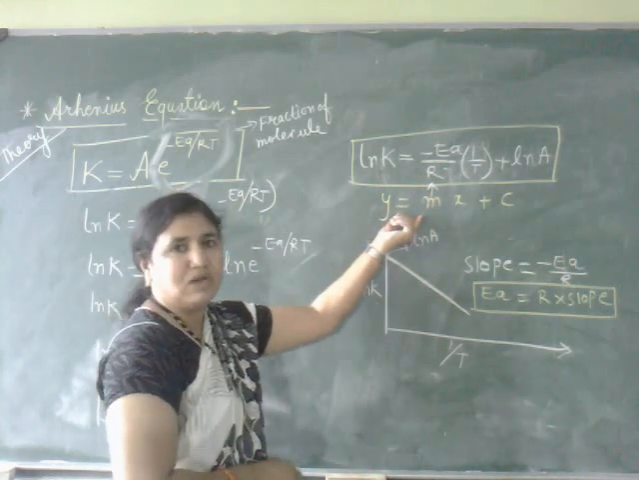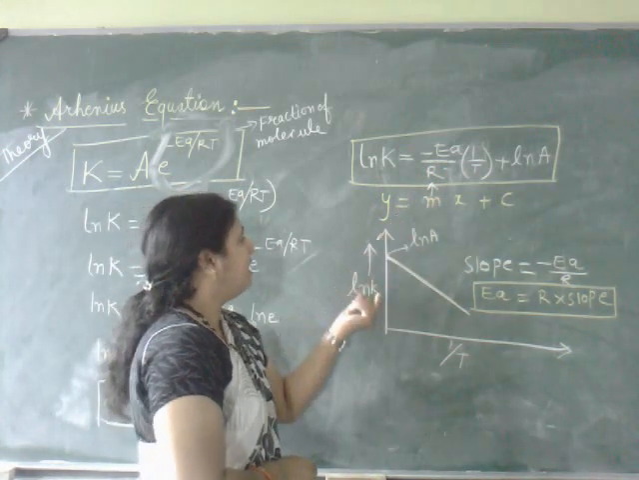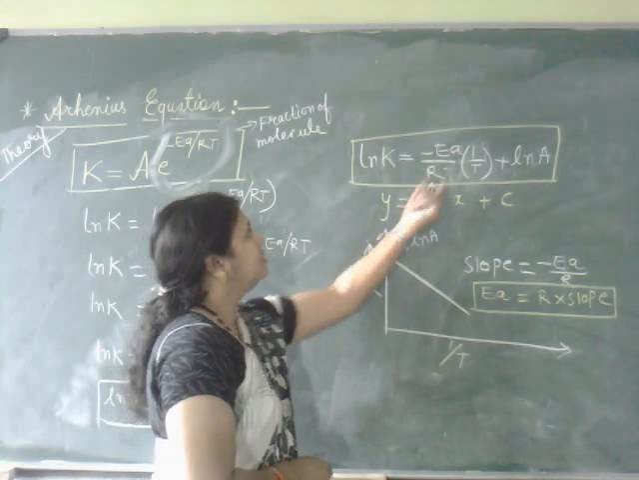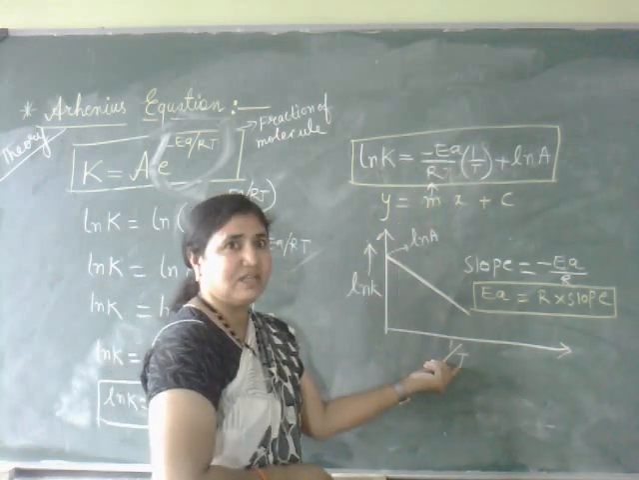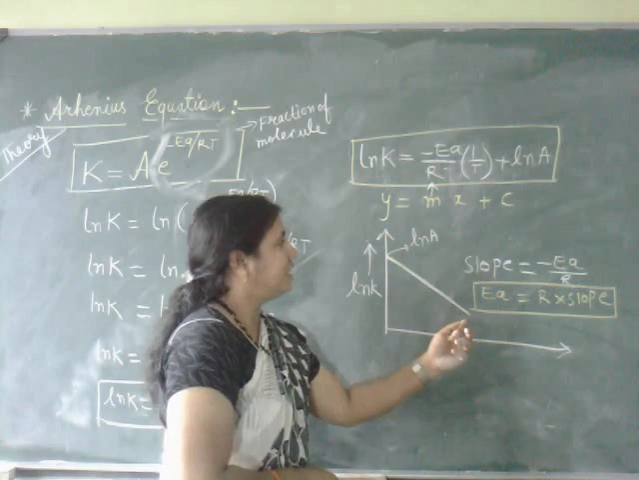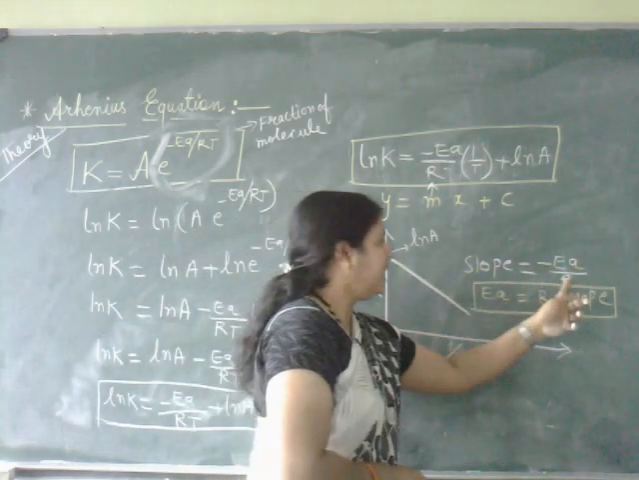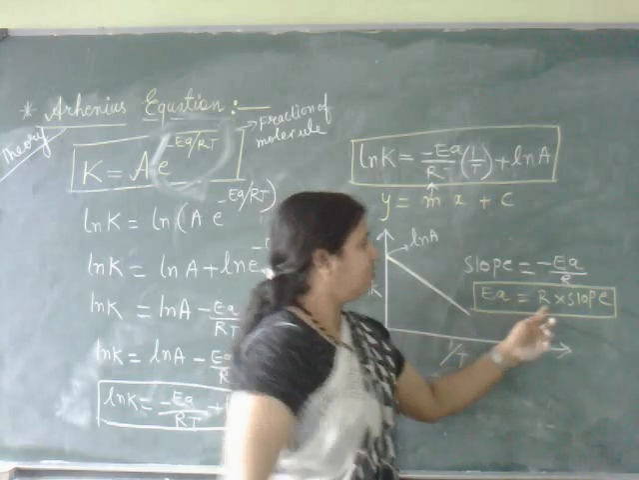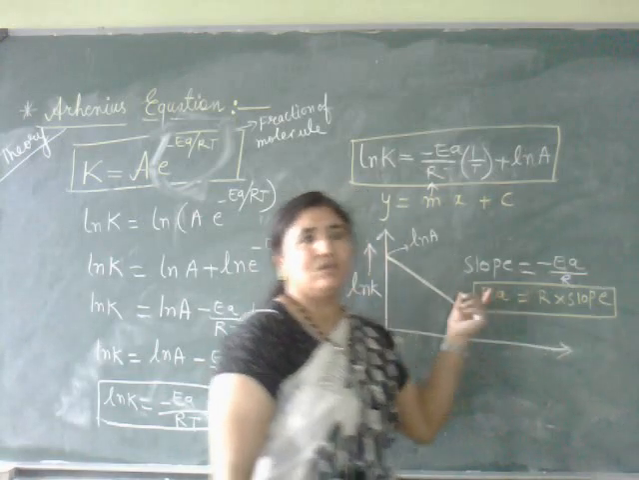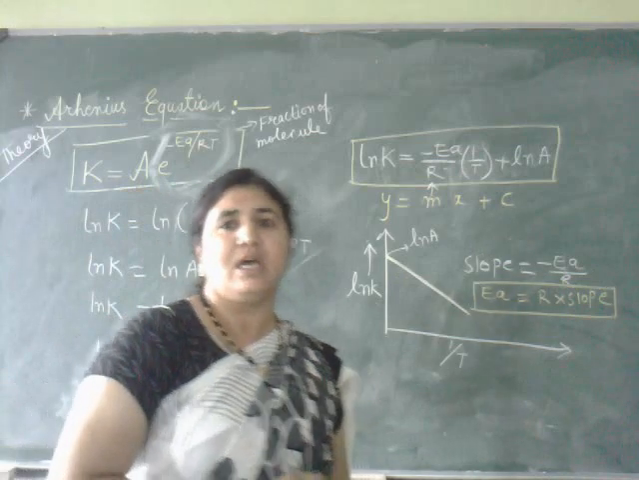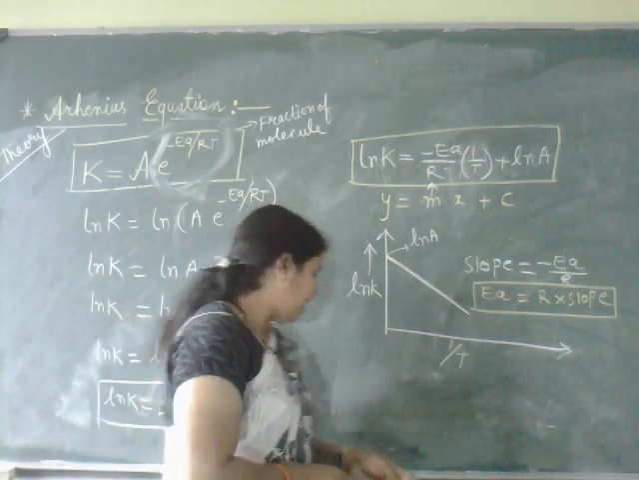So we can plot the graph for this one: ln K on the y-axis and 1 by T on the x-axis. What is our slope here? Negative slope. And what is the value of the slope? Minus EA by R. So EA is equal to R into slope. By using this equation and this graph, we can find out the EA value, the activation energy value.